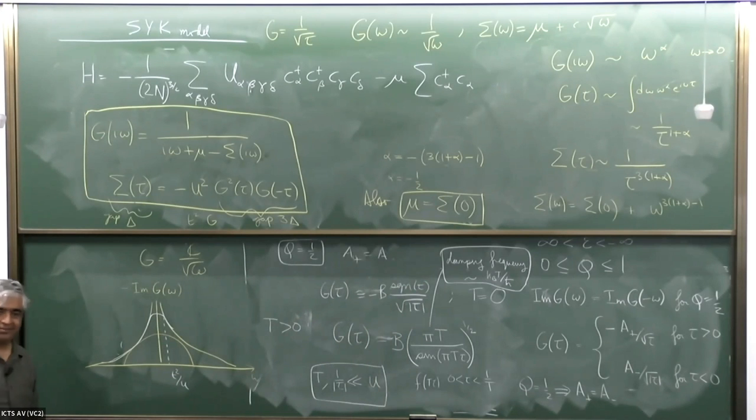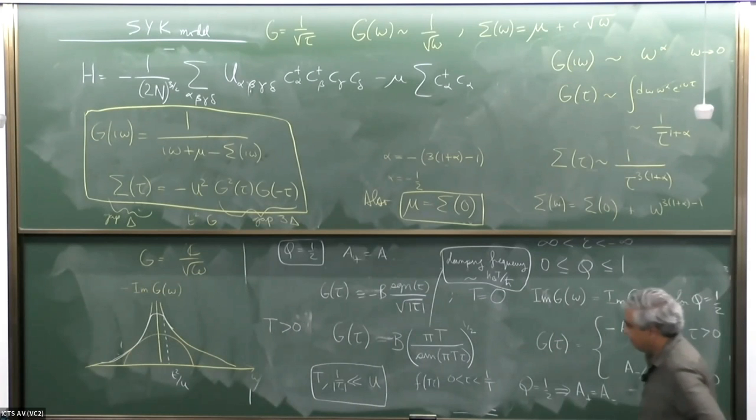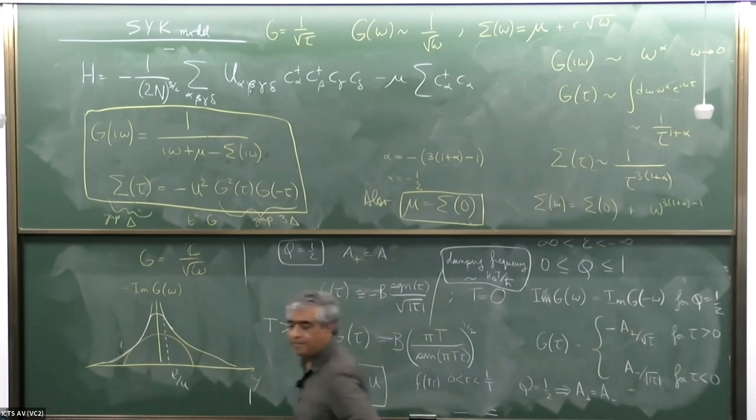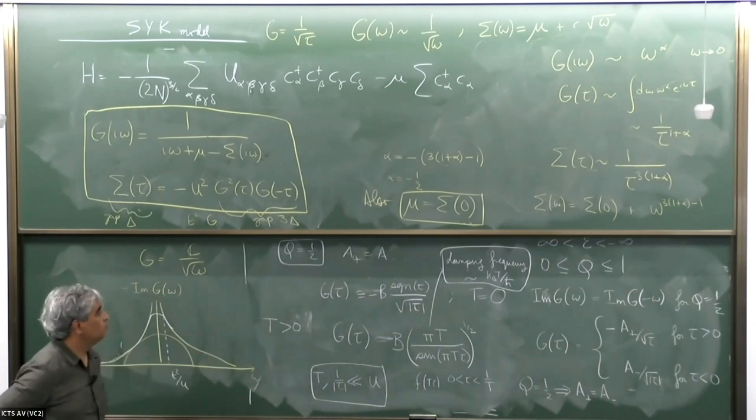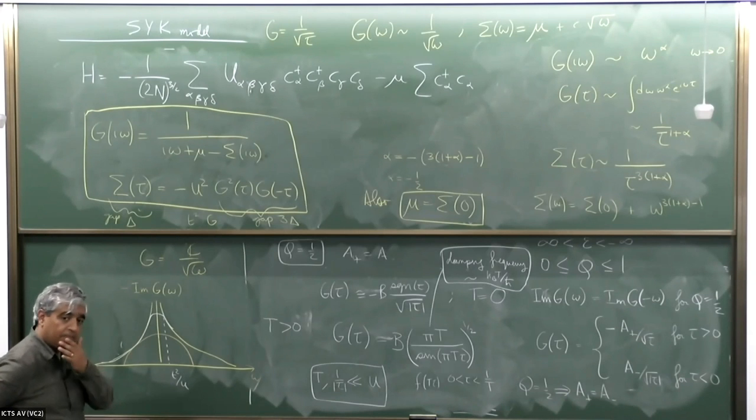Any questions? Yes, Subro. A while back, about this zero temperature solution, you solved for the omega going to zero limit and got this expression of 1/(square root omega). So, what is the energy scale? Is there an energy scale at which this solution sort of stops working?